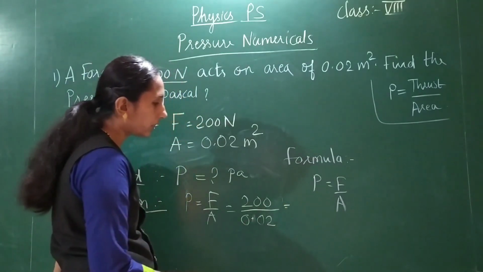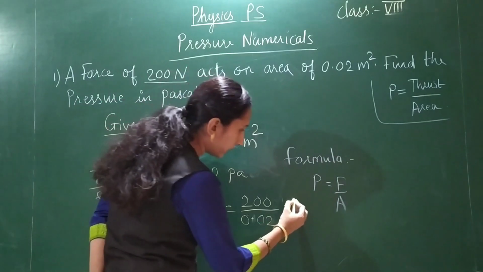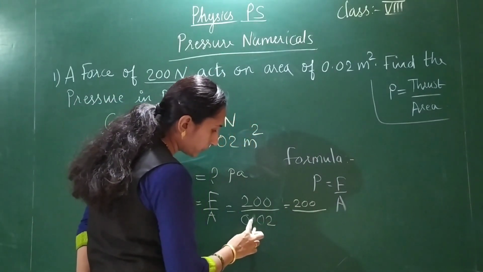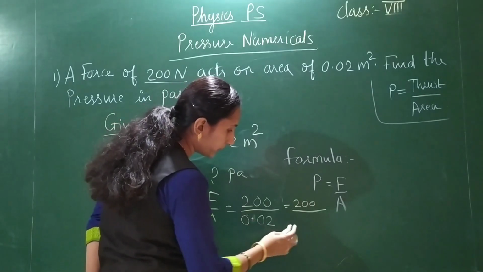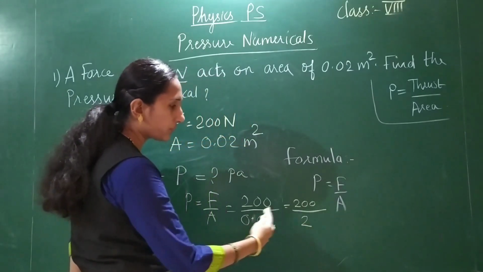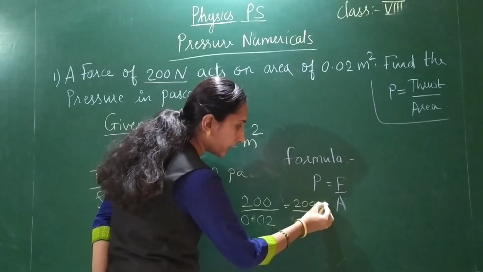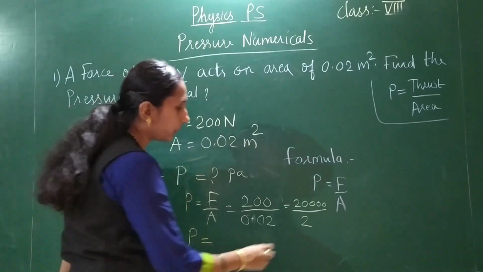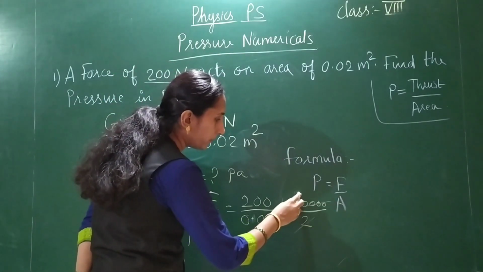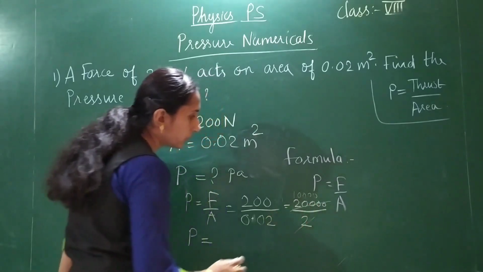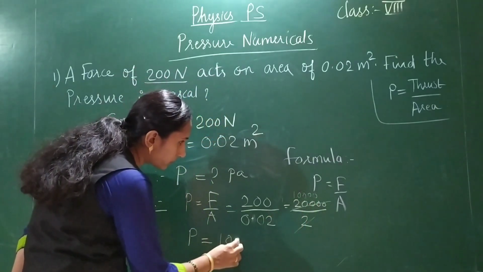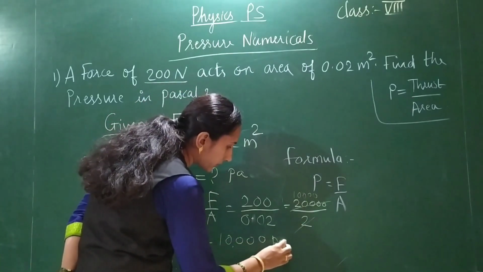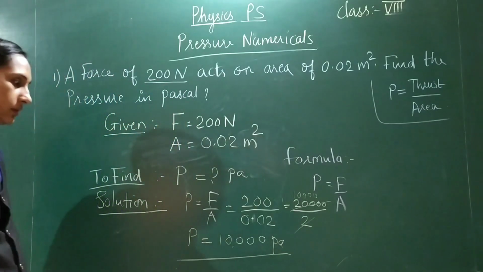So what will you get after solving that? I will write the equation here: 200 upon 0.02. Now I shift the decimal 2 places, so I get 2, and as I am shifting 2 places, 2 zeros get added. Now the pressure applied will be, cancelling, 10000. That is 10,000 Pascal. So this will be your answer.